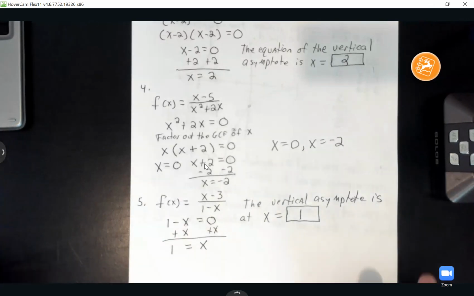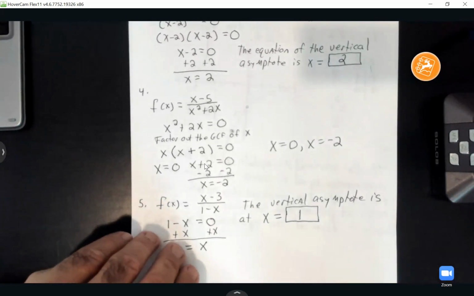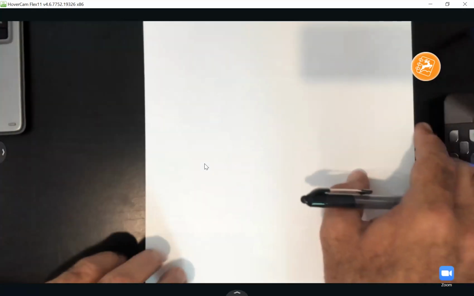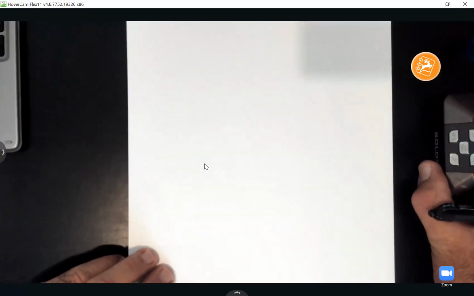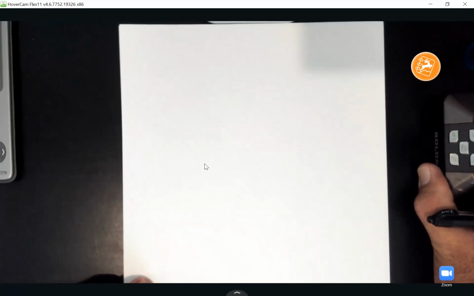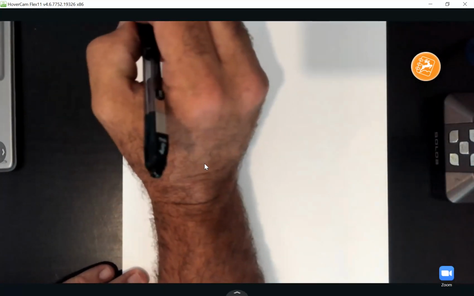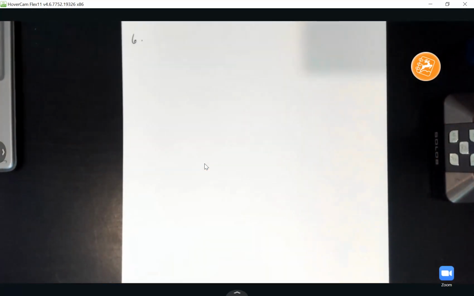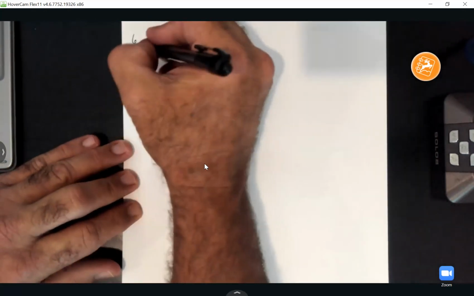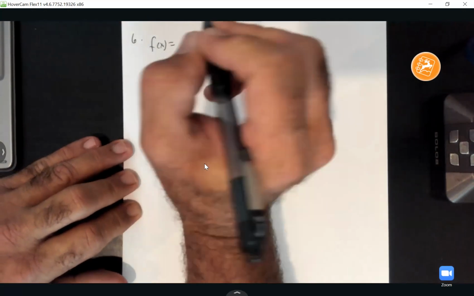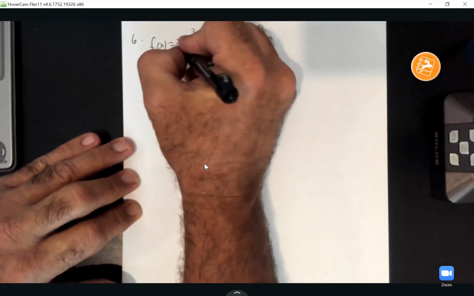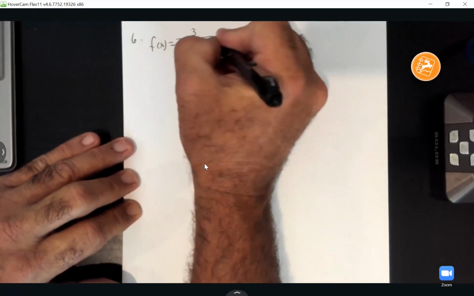All right, so let's do a couple more of these vertical asymptotes, and then we'll look at what we call horizontal asymptotes. And y'all, then at the end, I'll show you actually how to graph using all that stuff, okay? All righty, so this will be my number 6. So this one we have f of x equals 3 over x plus 5 and x minus 1.